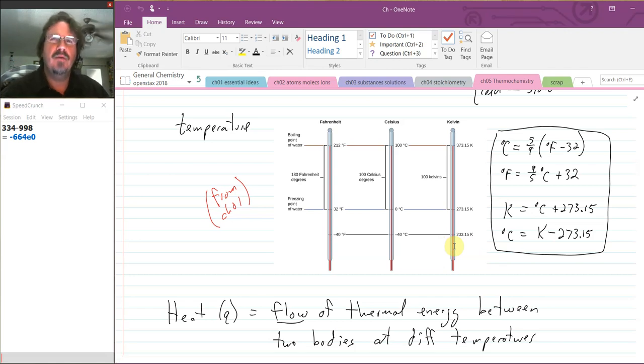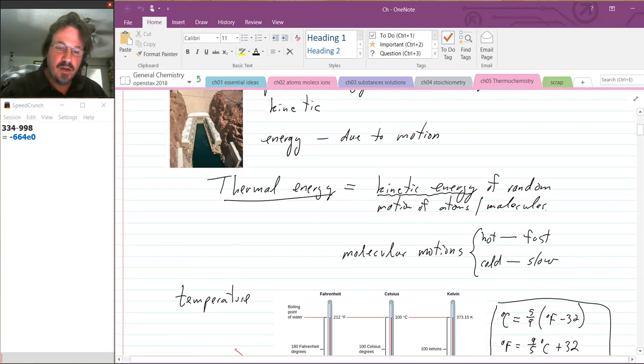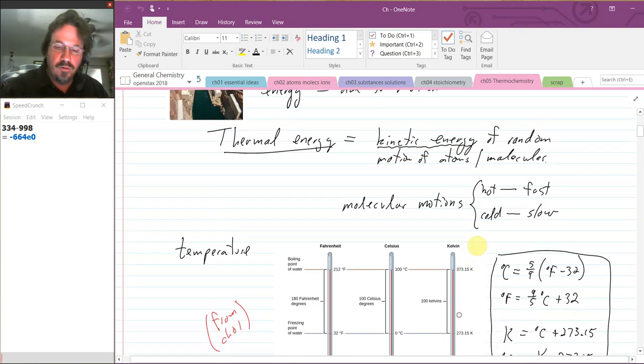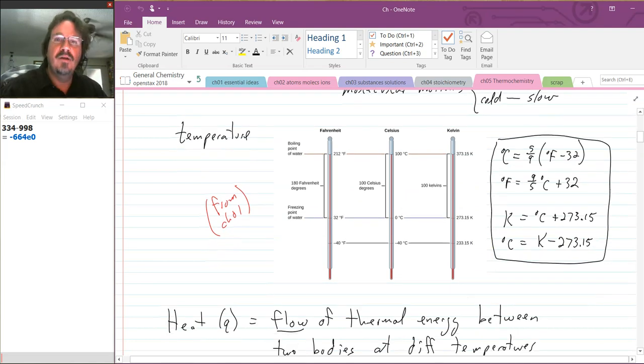How can we have something that goes to absolute 0 and not get colder? That may not be obvious at first, but if you think back, we're talking about the motion of these molecules, the kinetic energy of molecular motions. And so the slower they're vibrating, the slower they're tumbling, the colder it gets. Well, what if we get it all the way down to where they stop moving? So they're not vibrating, there's no motion. Well, you can't get any colder than that, and so we call that 0 on the Kelvin scale. Absolute 0, can't get any colder.